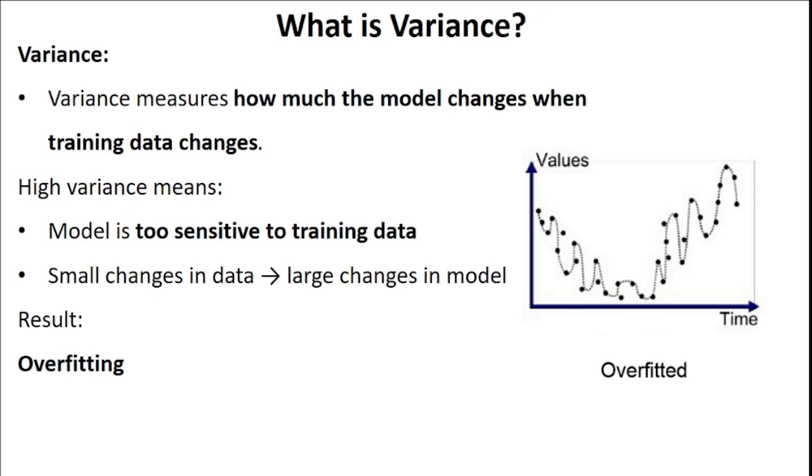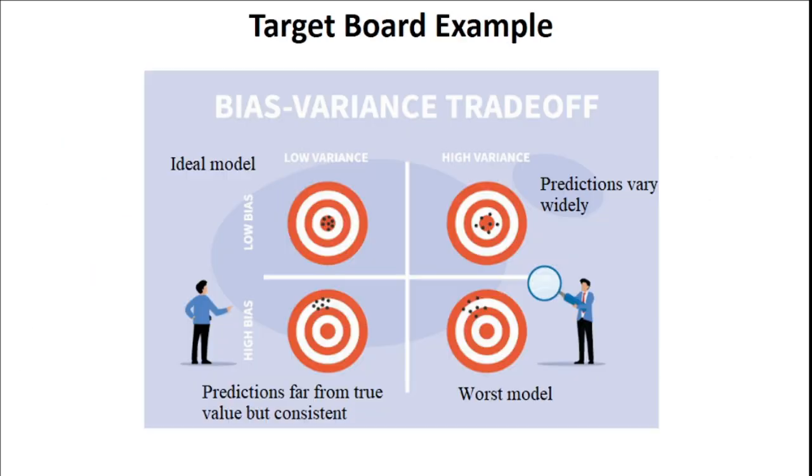And what is meant by variance? Variance measures how much the model changes with respect to changes in the training data. This model will try to memorize the training data, and it will lead to overfitting. The model is too sensitive to the training data. A small change in data will lead to a large change in the model. It starts to memorize the data, so it results in overfitting.